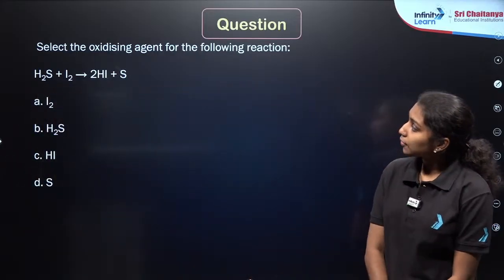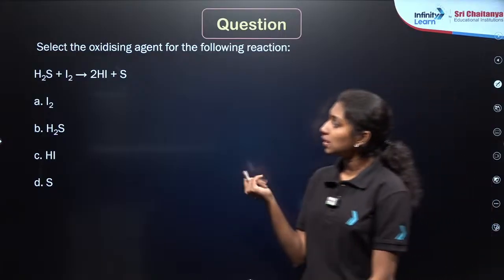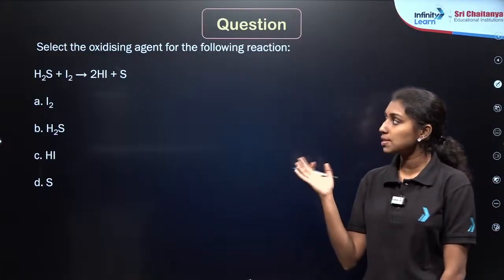Select the oxidizing agent for the following reaction. Again, the same type of question. H2S plus I2 gives 2HI plus sulfur.